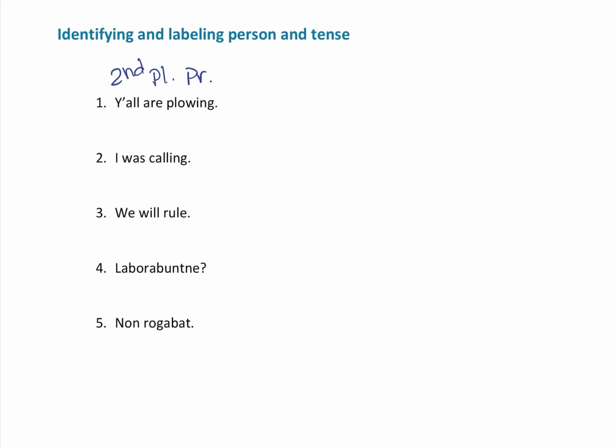So if you were going to know what it means in Latin, you find the word for plow, which is arare. What are you going to do? Take off the re, and we've got ara, and what's the second plural ending? Tis. Aratis.